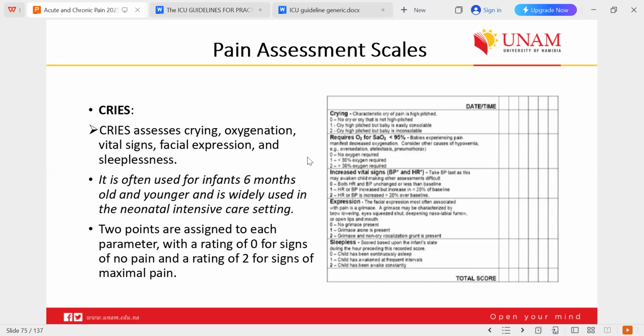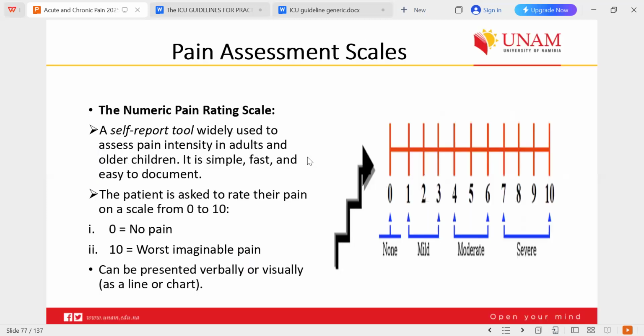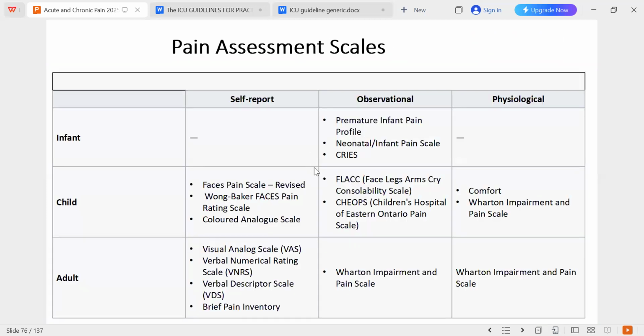All right, and you have the different scales here. 2 points are assigned to each parameter, with a rating of 0 for signs of no pain and a rating of 2 for signs of maximum pain. So this is CRIES.